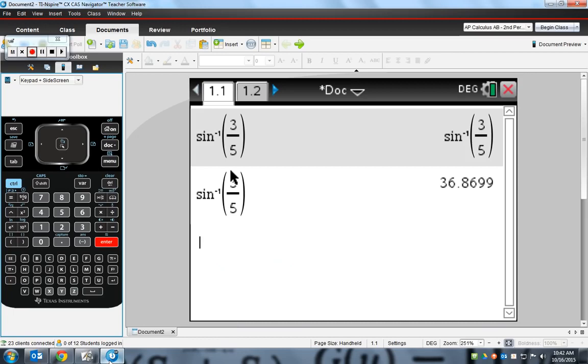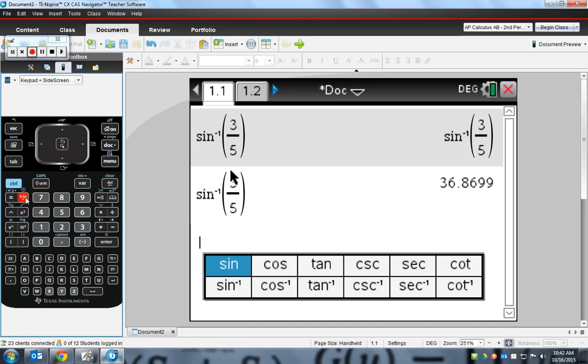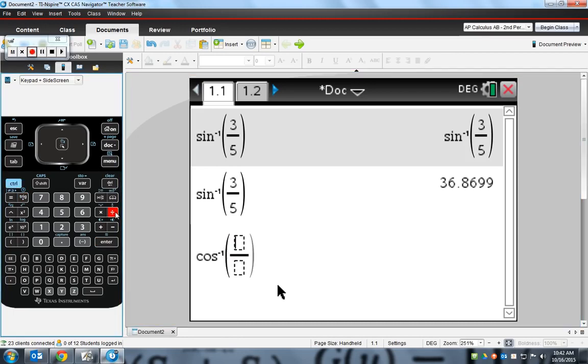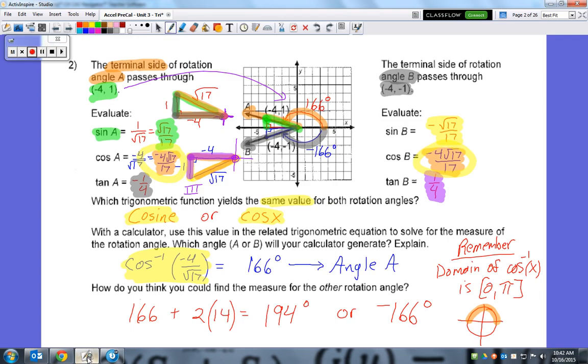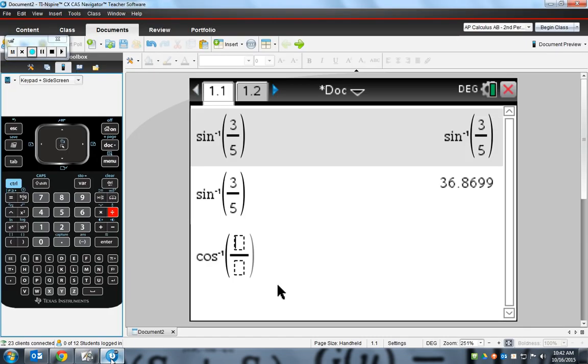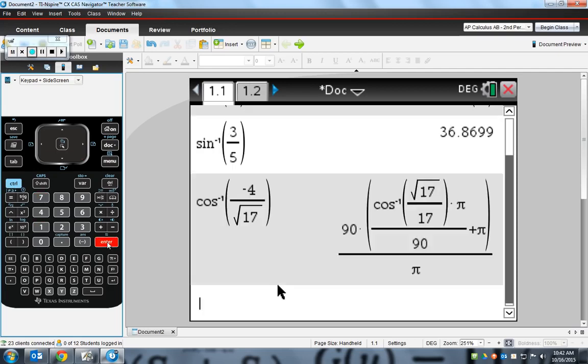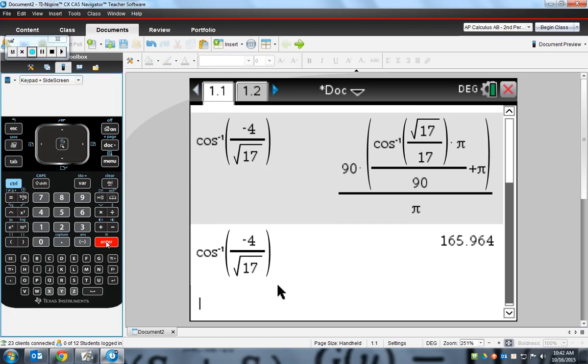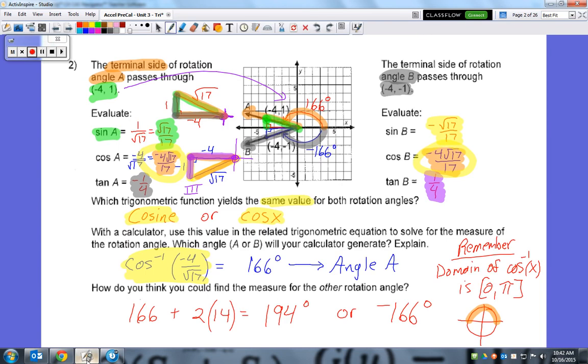Now, let's go to the calculator. We'll say, what is the arc cosine? We'll say control divide, so we can have our nice little fraction. We're going to put -4 over the square root of 17. And again, you're going to get a weird answer if you don't get accustomed to pressing Control Enter. So we've got to get acclimated to pressing Control Enter. We get 166 degrees roughly, and it was a positive 166.